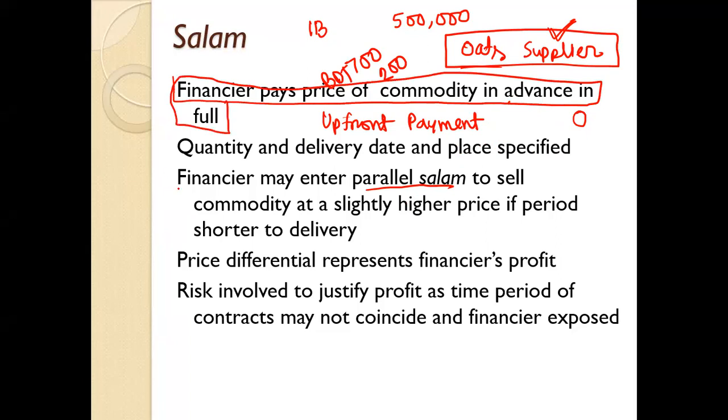But what have you seen? In advance, the financier is liable to pay the full price to the commodity supplier. Have you got the first idea of the difference between conventional derivative and salam? Okay, it is not a derivative. Our purpose is to make it clear to you that it is not a derivative agreement.